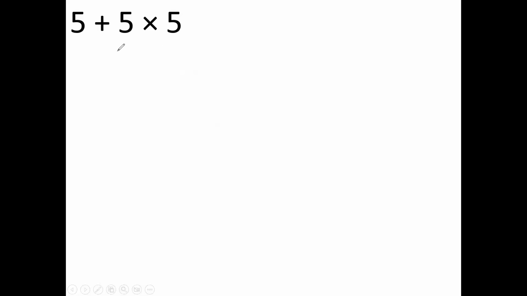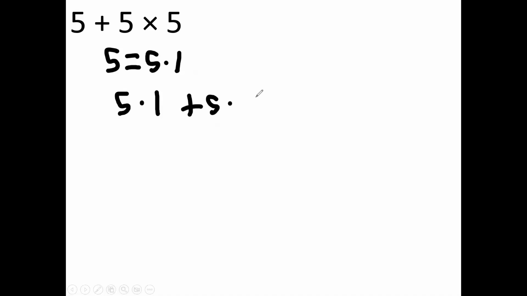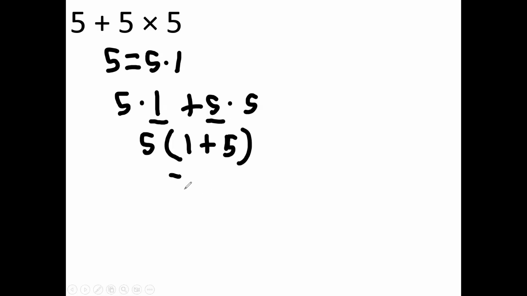First, we can write 5 as 5 times 1. If we do that, we get 5 times 1 plus 5 times 5. So we can take 5 common, which we get 5 times (1 plus 5). We always have to write inside the parenthesis whatever is multiplied by 5 for each term. So we get 5 times 6, which is 30.